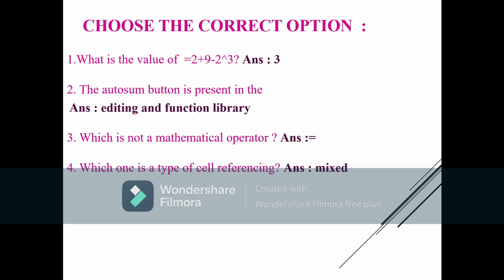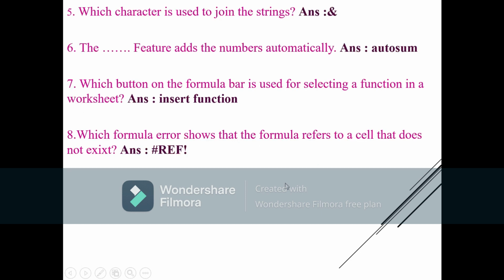Then third, which is not a mathematical operator? There are four operators there. From that you can select the equal sign. Then which one is a type of cell referencing? There are single, double, mixed, auto. Four options are there. What's the answer? Mixed. Then the fifth one, which character is used to join the strings? There are dollar, hash, ampersand, equal, many symbols. From that you have to select the ampersand.